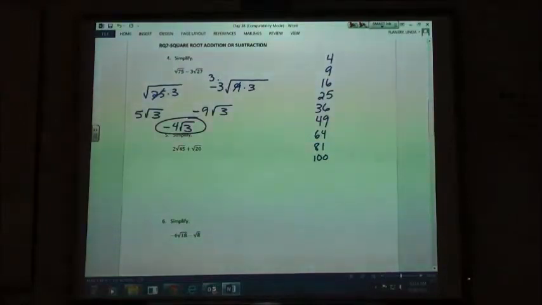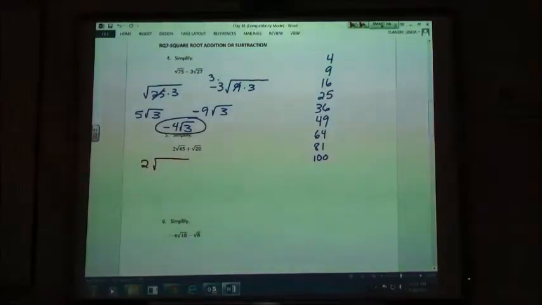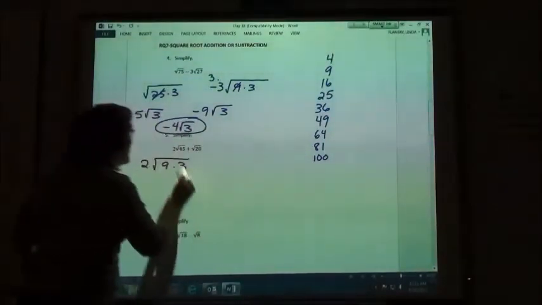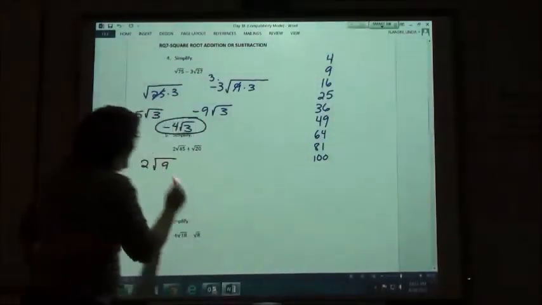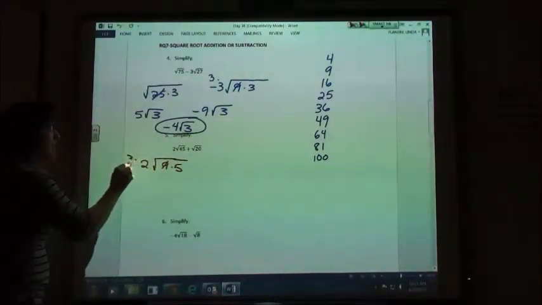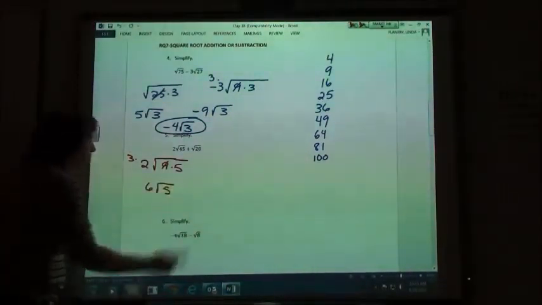So number 5, we're starting out with the 2 square root of 45. The 45 is not a perfect square, so we want to factor that. The biggest perfect square that goes into 45 will be 9 times 5. So make that 9 times 5. I take out the square root of 9. The square root of 9 is 3. I multiply that by the number in front, so I get 6 square root of 5 when that's simplified.